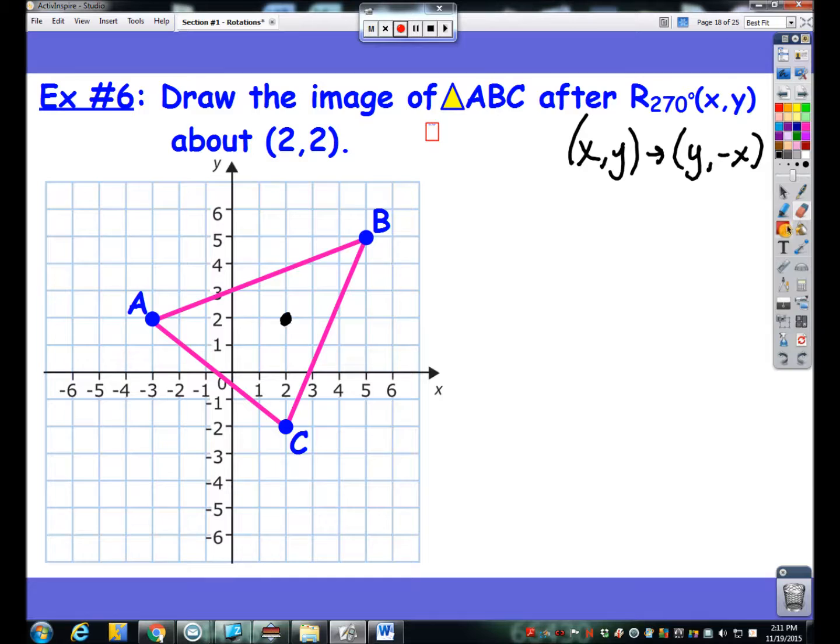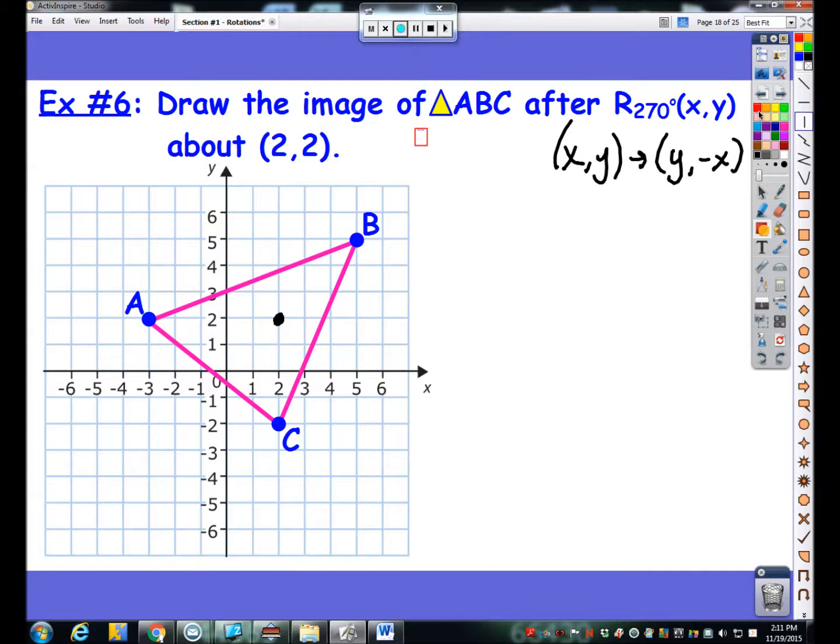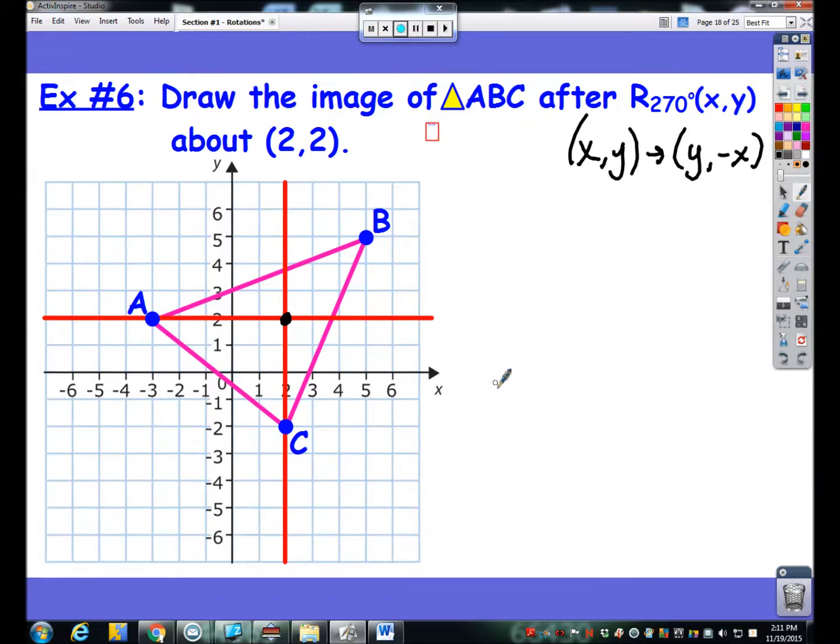So whatever point you're rotating around, here's what you're going to have to do. We're going to have to get our imagination caps on here. We're going to have to pretend that 2, 2 is really like 0, 0. So I'm going to draw in a new x and y axis. So 2, 2 is really like I'm saying it's 0, 0. So with that in mind, with this pretending that 2, 2 is like 0, 0, now I'm going to figure out, well, what are my coordinates for A, B, and C if this is quote-unquote 0, 0?